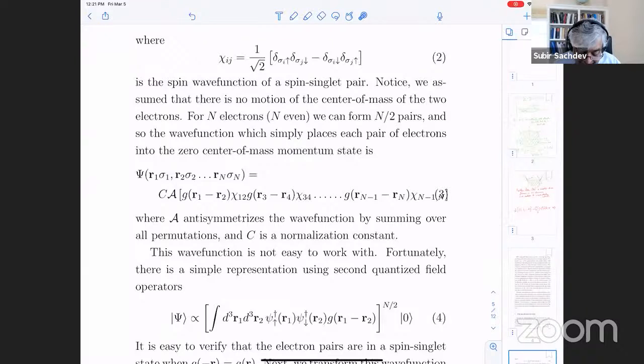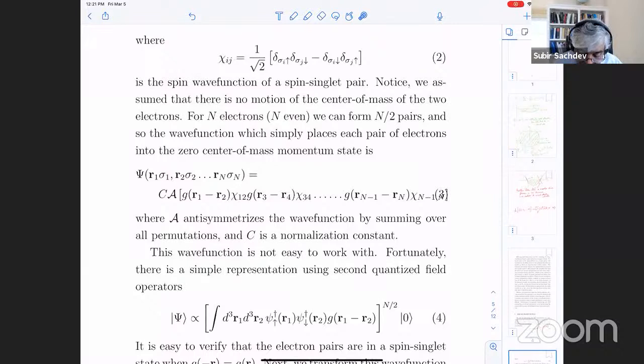This is the new idea: just write down a BEC of electron pairs. However, this is kind of hard to work with. As you've discovered, even the normalization, as I just told you, is a bit tricky to figure out. So we have to develop some tricks, and the second quantization method really helps there to do that calculation.